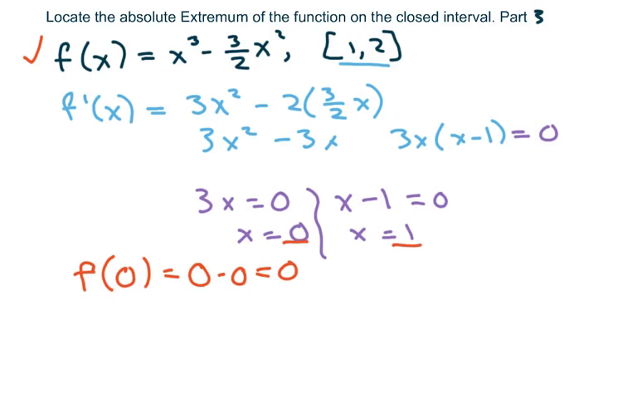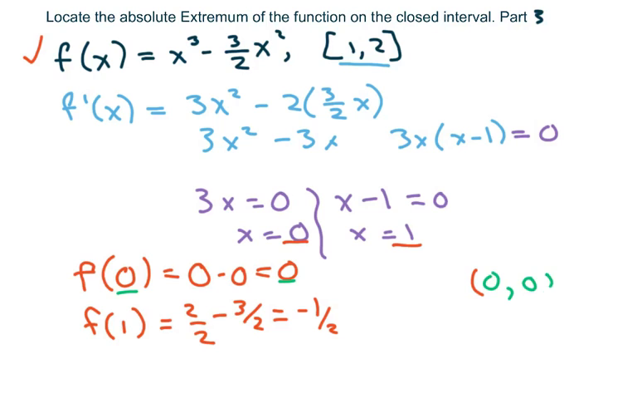If I plug in 1, I'm going to plug in f of 1. That's going to be 1 minus 3/2. And I can change this to 3 over 3. So that's, or no, I can't change it to that. Change it to 2 over 2. And because that's 1, you get negative 1/2. So our two critical numbers are going to occur at 0, 0 and 1, negative 1/2. So those are two critical numbers.